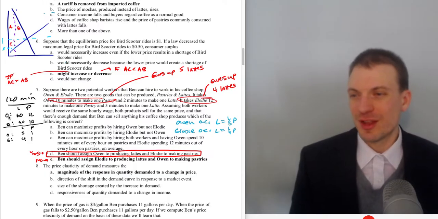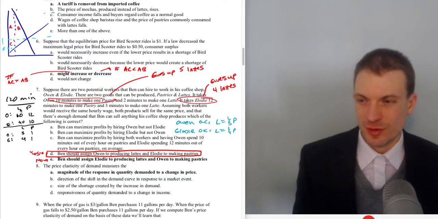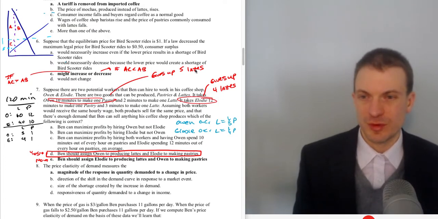In 120 minutes, Owen can make 60 lattes or 12 pastries. Elodie can make 40 lattes or 10 pastries. So in the time that Owen can make 5 lattes or 1 pastry, Elodie can make 4 lattes or 1 pastry. That's just dividing 60 by 12 and 40 by 10 to get these numbers. I just want to get a 1 to n comparison, and that's exactly the same thing as we did up here. So a couple different ways you can see this.